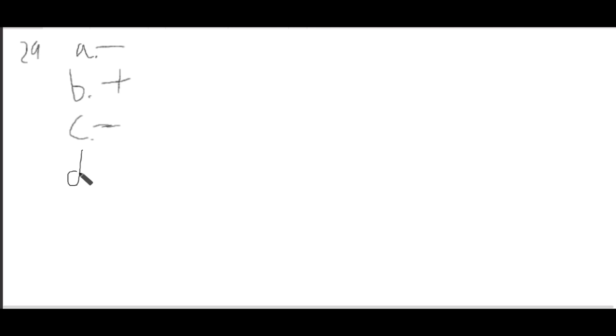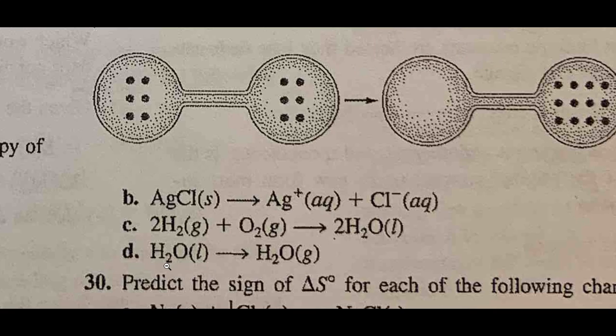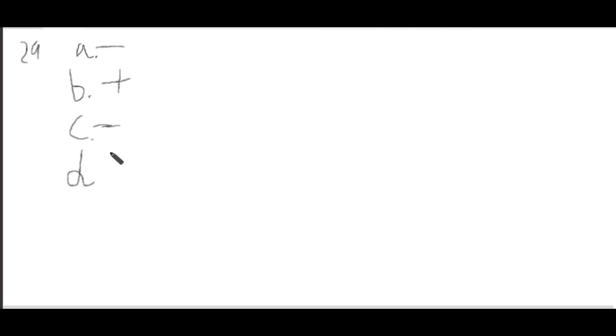Now let's go to D. What is D? D is H2O going from a liquid to a gas. Well, what did I just say about liquids and gases? Liquids have a finite volume, while gases have an infinite volume. They can have a functionally infinite volume in a functionally infinite number of positions inside of a container. So it's an increase in entropy. The sign is positive.